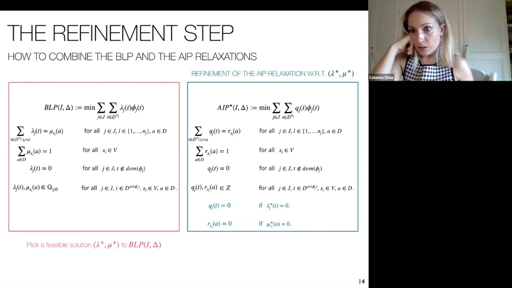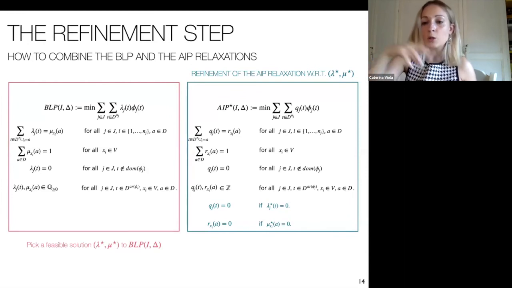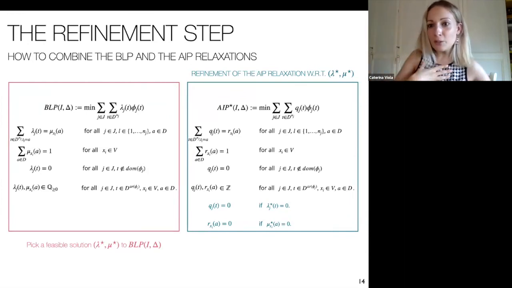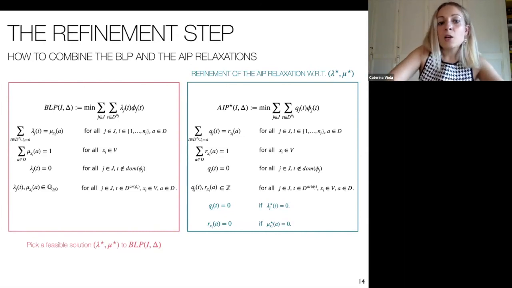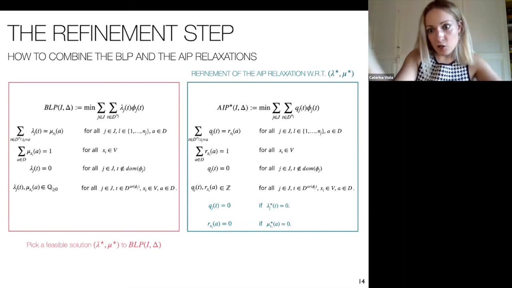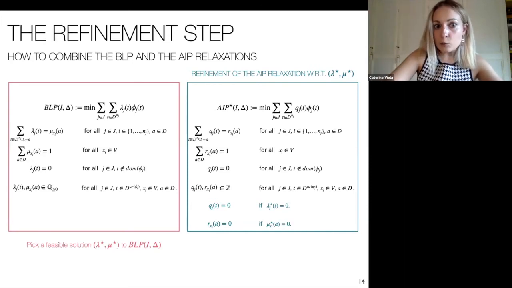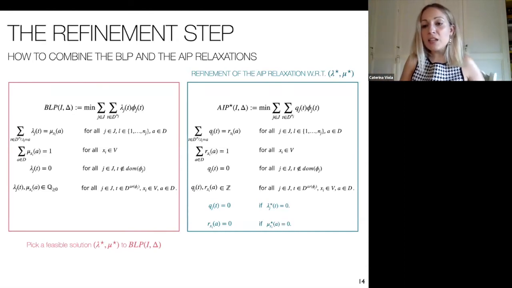My intuition is that we could use it in the way we did, because we started from a fractional solution, which is the solution given by the BLP. Because in the end, we want to have something which is fractional in the valid world.